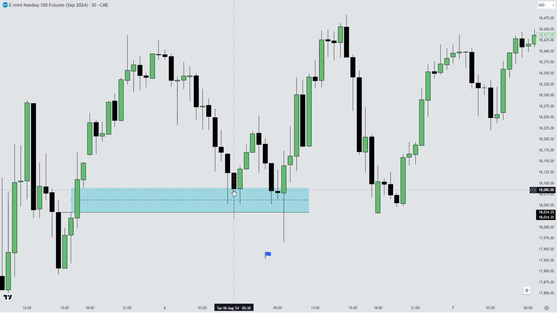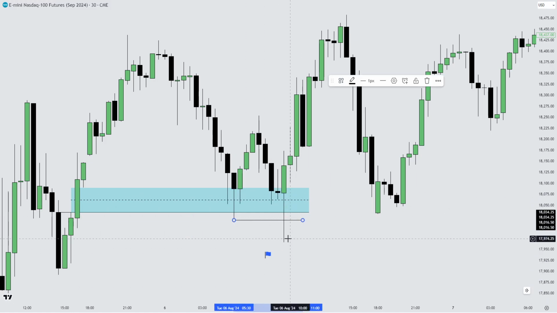Now, over here, you can see that this is at 5:30 a.m. So it's at the correct price level. But what's the problem here? Time is not aligned. So if you see at 9:30, price manipulates down, takes out stops once again. It also takes out this previous low over here.